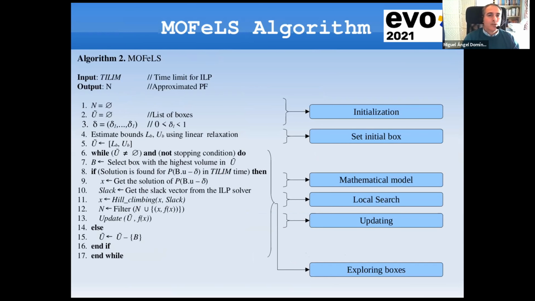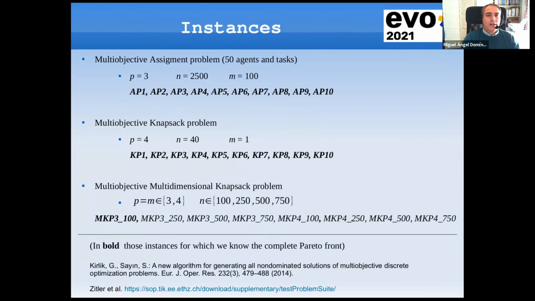Now we are going to continue by showing the instances. We have selected 28 instances. 10 of them are for the multi-objective assignment problems. 10 of them are for the multi-objective knapsack problem, and 8 of them are for the multi-objective, multidimensional knapsack problems. The references for the benchmark are given below. We have marked in bold those instances for which we know the complete Pareto Front. And this is good when interpreting the results because we are more accurate, because we have the complete fronts.